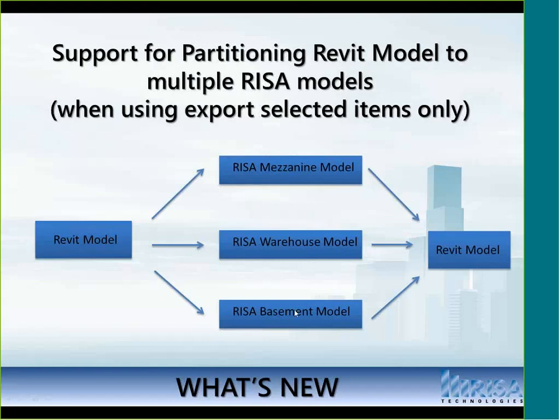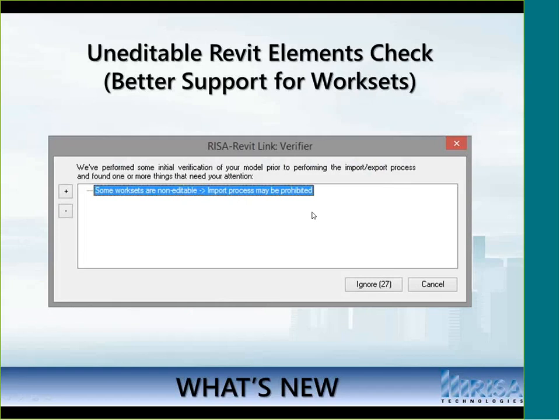And as long as these RISA models are exclusive, that is to say that if any given beam is only present in one RISA model, that it doesn't overlap between multiple ones, then after working in these separate RISA models, you can now bring all those RISA models back together into that one parent Revit model again without having it affect any of the elements that were part of the other ones. So this is another useful workflow that I'll be demonstrating live today.